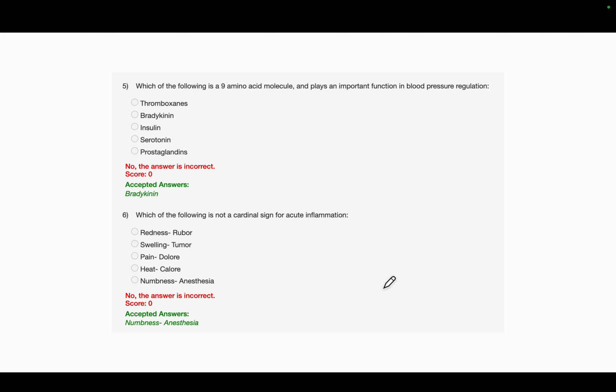Which of the following is a 9 amino acid molecule and plays an important function in blood pressure regulation? Thromboxins, bradykinin, insulin, serotonin, prostaglandins. Answer is bradykinin.